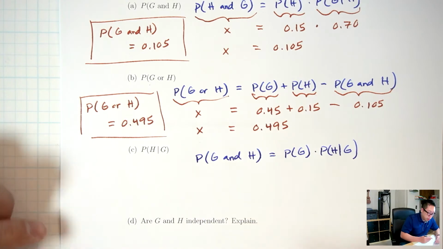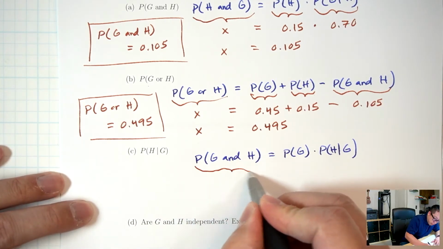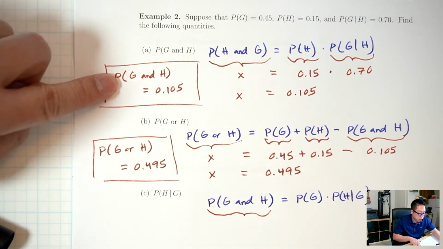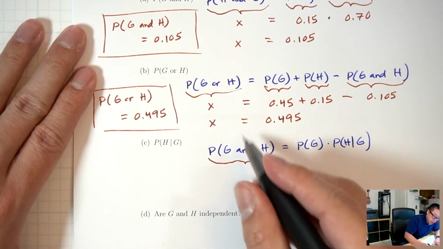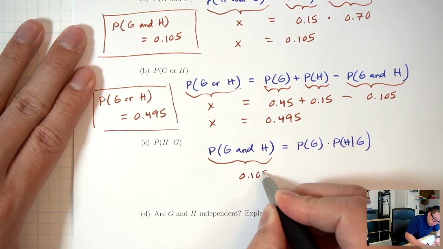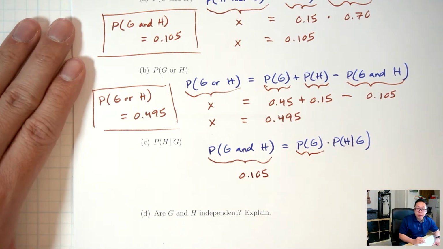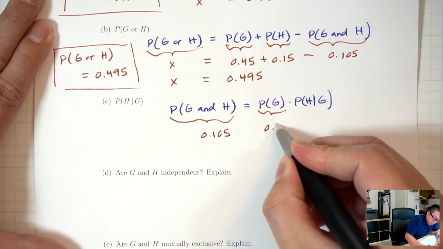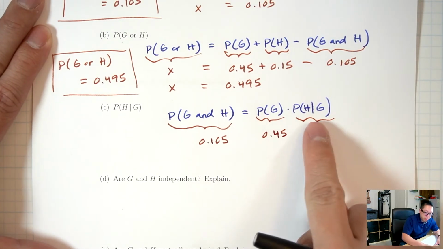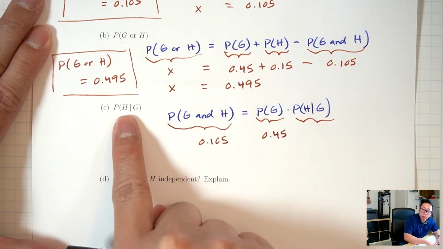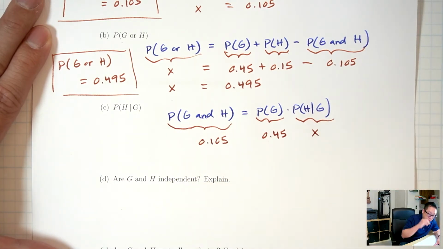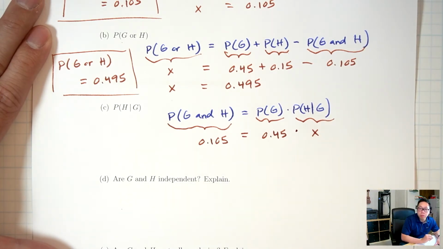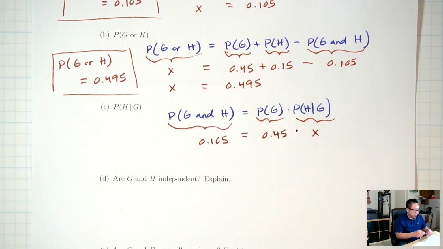Left side, G and H. Right, so if you're paying attention, we actually already know that. We did that in part A. Right? G and H is 0.105. So I know this entire thing is 0.105. G was in the original problem. It's 0.45. H given G, that's what we're looking for. So let me call that X. And then we'll go through and fill in the symbols. So there's an equal sign here. There's a multiplication between those two, the 0.45 and X. And then your job is to get the X by itself.